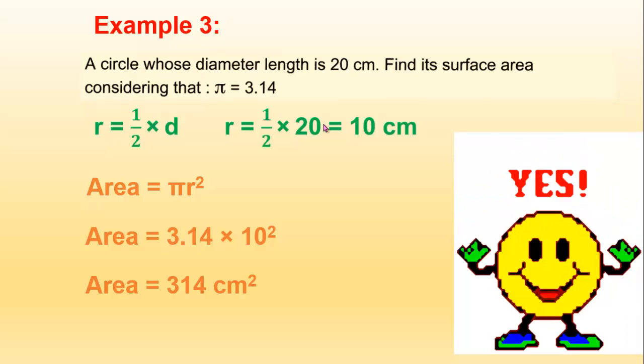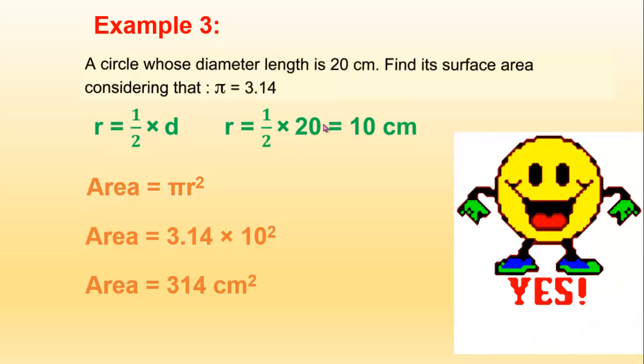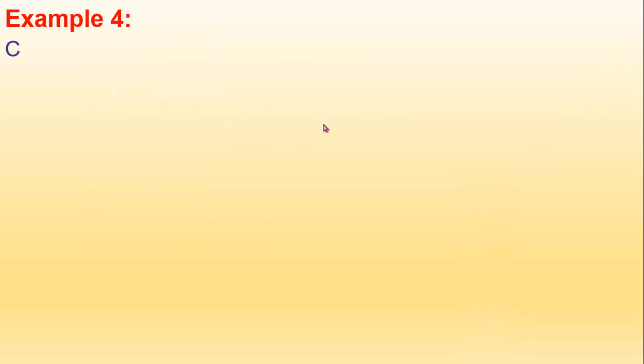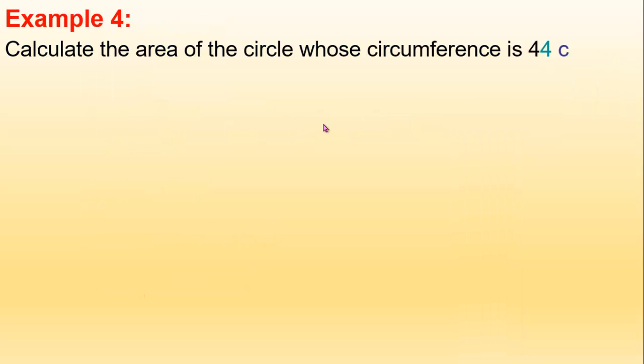Yes, we did it. Did you see how easy it is? Just knowing the rule and you can find the area so easily. Let's go for example number 4. Calculate the area of a circle whose circumference is 44 centimeters.